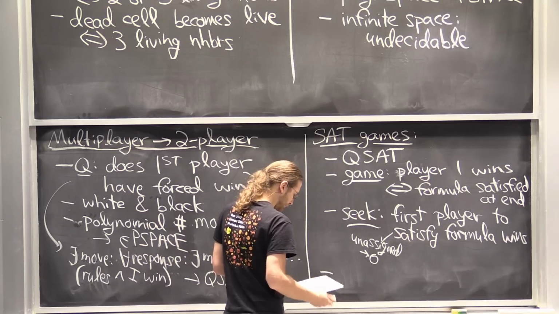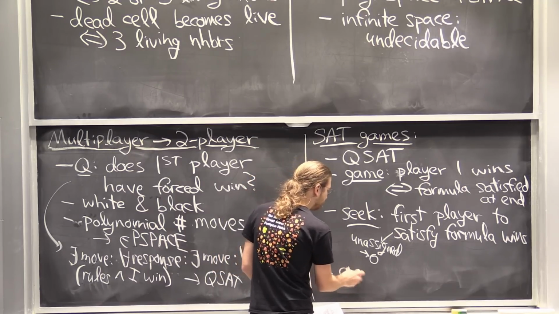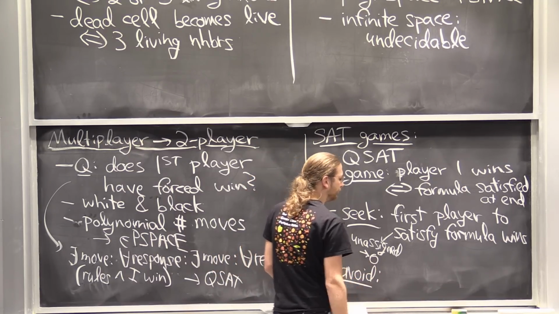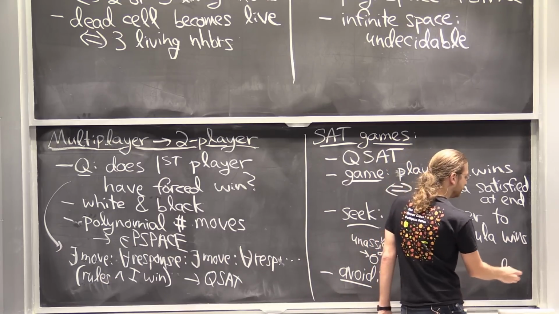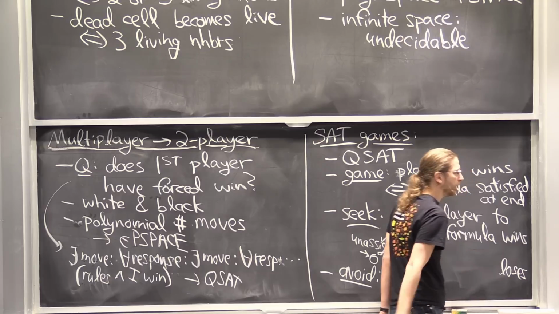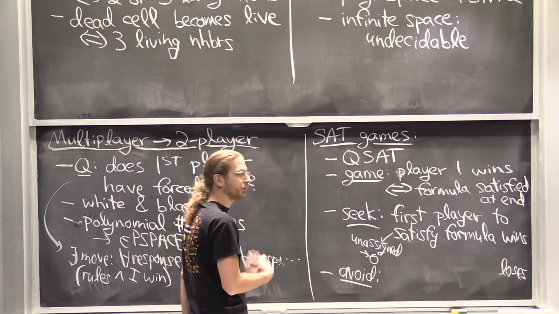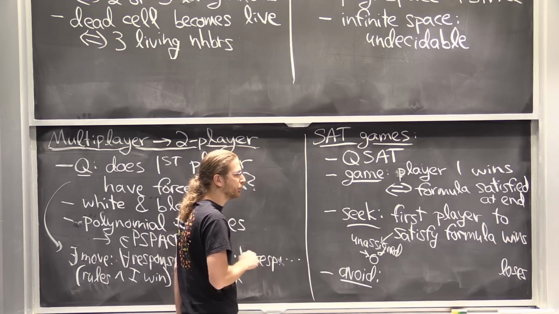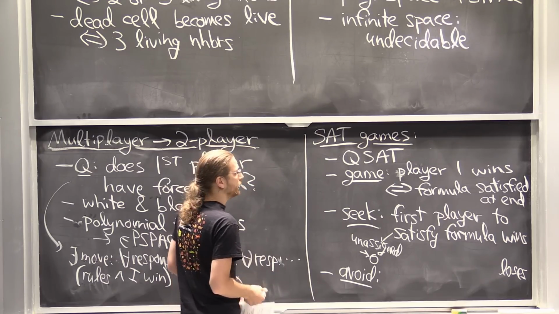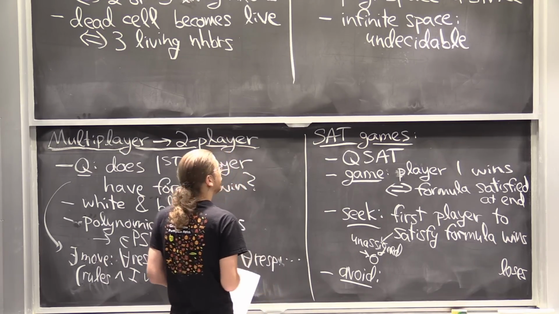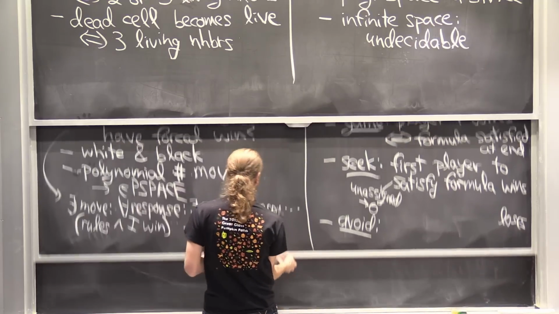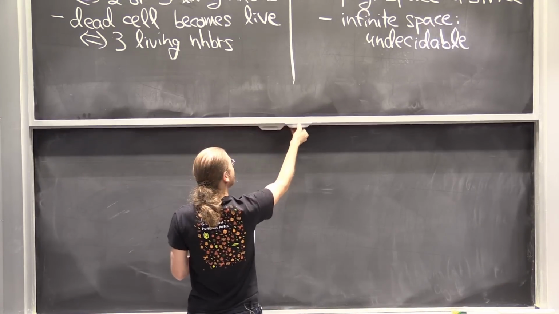Then the opposite version is avoid. So the first person to satisfy the formula loses. The formula starts false, and the first person to set it to true loses the game, and the other person wins. Okay, so those are some rule variations of the goal state. Now let me tell you about the moves.